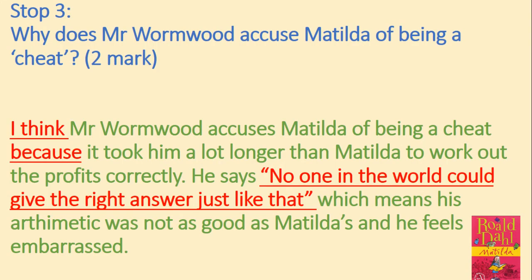Well done. My answer is I think Mr. Wormwood accuses Matilda of being a cheat because it took him a lot longer than Matilda to work out the profits correctly. He says no one in the world could give the right answer just like that, which means his arithmetic was not as good as Matilda's and he feels embarrassed. So I've used my sentence opener, I think, I've used because to explain why I think my main point, and then I've used evidence to back that up.